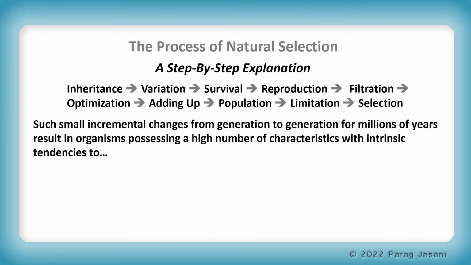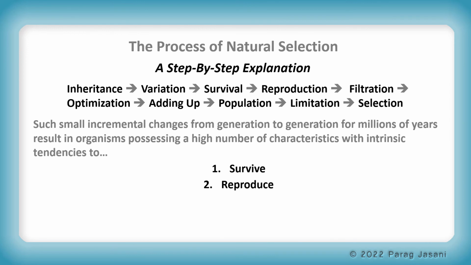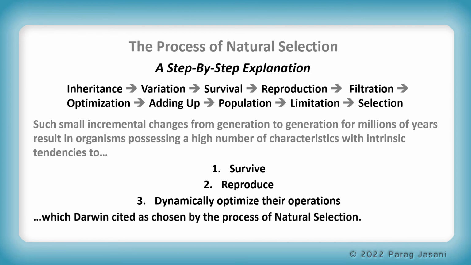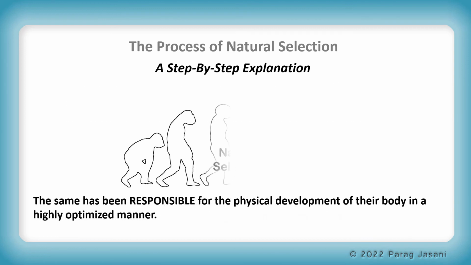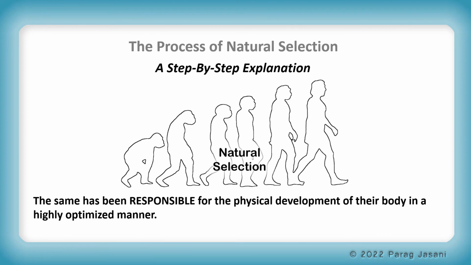Such small incremental changes from generation to generation for millions of years result in organisms possessing a high number of characteristics with intrinsic tendencies to 1. Survive, 2. Reproduce, and 3. Dynamically optimize their operations based on their changing environments and conditions, which Darwin cited as chosen by the process of natural selection. The same has been responsible for the physical development of their body in a highly optimized manner.